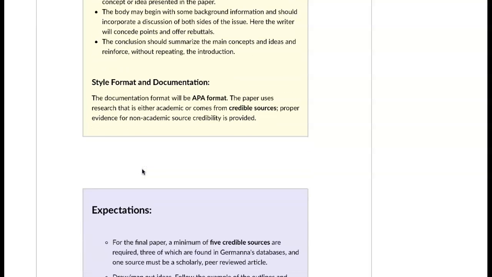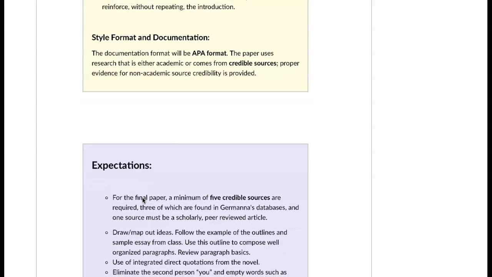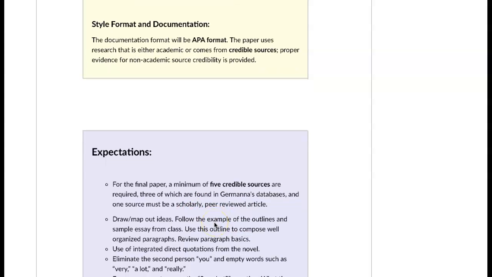APA style for style and documentation. You can read through this at your leisure. But as far as expectations, you're going to need a minimum of 5 credible sources. Those sources are from your annotated bibliography, 3 of which should be found on the Germana databases, and 1 of which should be peer reviewed and scholarly. So we'll talk about that moving forward in the next couple of weeks.